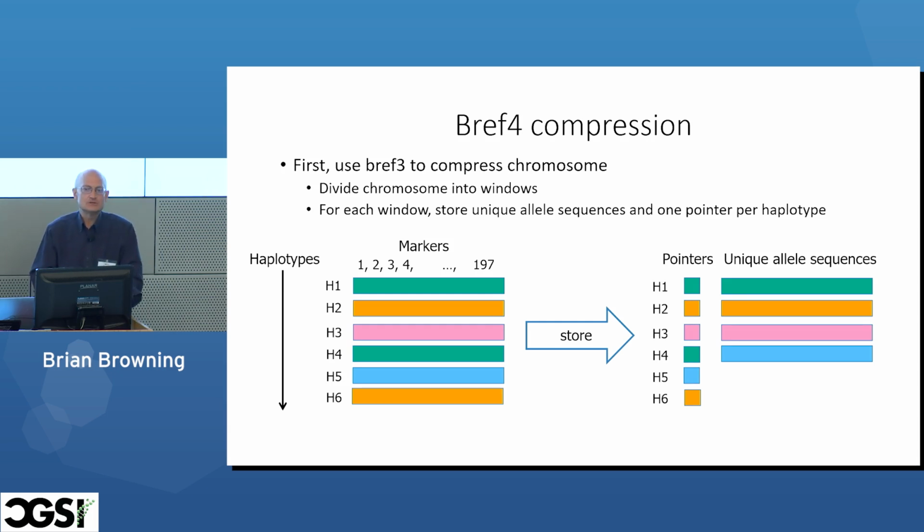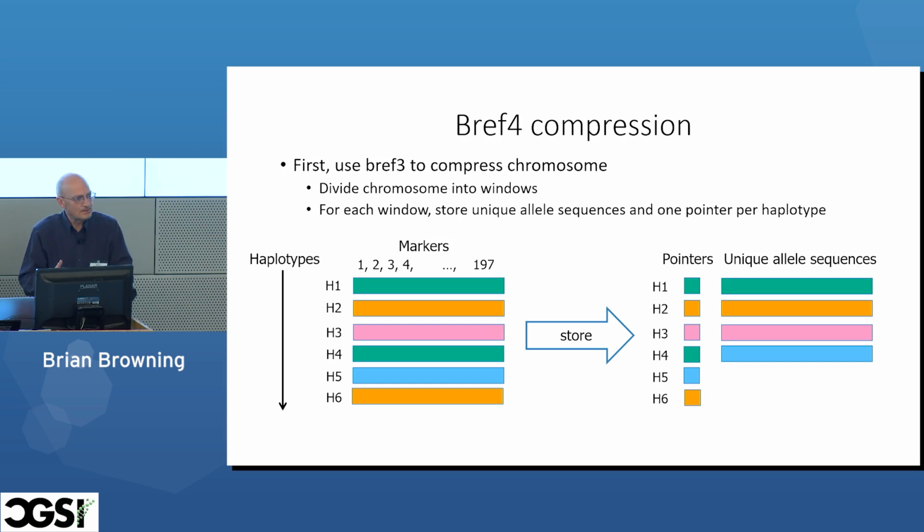So it starts out just using BREF3 compression. For the low frequency markers, you just store the haplotypes that carry their minor allele. High frequency markers you compress by breaking into windows and storing the unique sequences in each window. So this is just like M3VCF or BREF3.